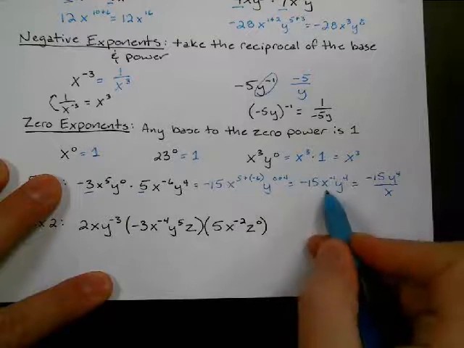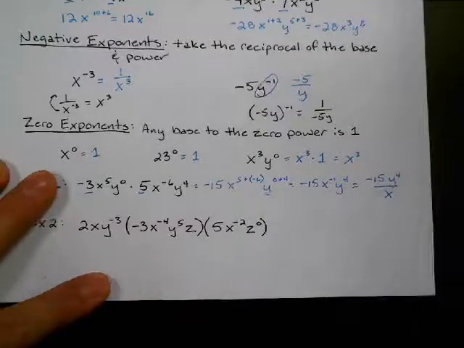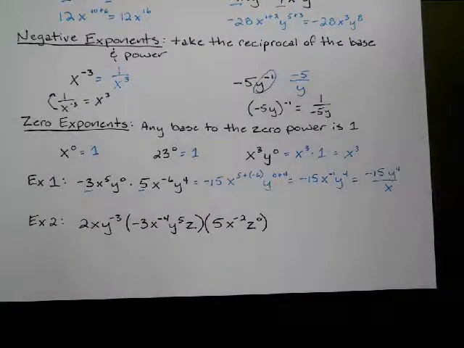So negative exponents, we take the reciprocal. Basically, that means if it's in the numerator, move it to the denominator. If it's in the denominator, move it to the numerator.